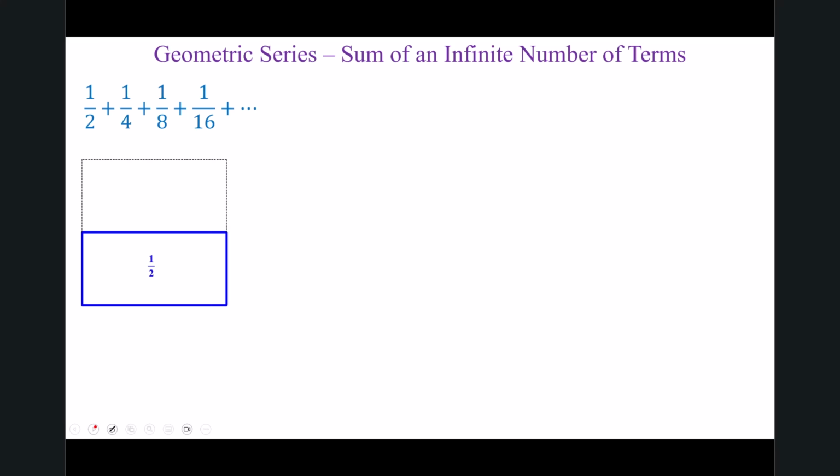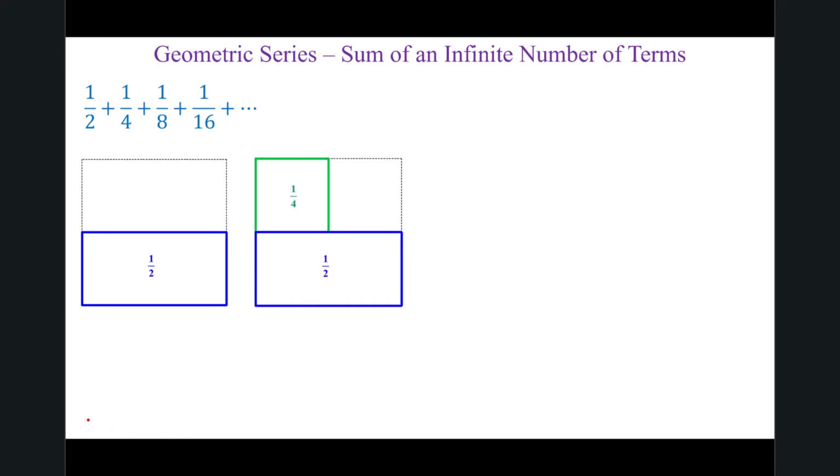If we have an infinite number of terms, like this one right here, I have 1/2 plus 1/4 plus 1/8 plus 1/16. I could keep adding terms. So here my first term is 1/2. My common ratio is also 1/2. And if I keep adding an infinite number of terms, so I just keep adding forever, what's going to happen? If I look at this square, the whole square with the dashed line and everything, that area of that square is 1. So if I take half of that area, I get 1/2. So that's my first term, that part in blue there.